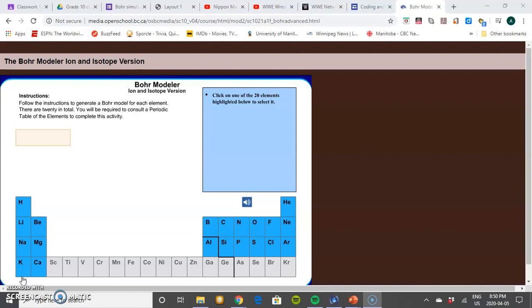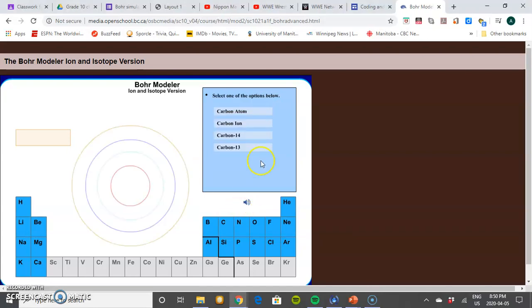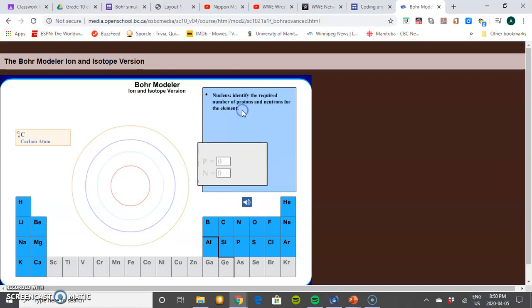If there are people that aren't able to access this on their device, whatever device they're using, I'm just going to go through it with you guys on here, and then you can answer the questions on the assignment. So the first one I'm going to click on is carbon, and I'm going to click on the carbon atom. For the element you have selected, enter the correct number of protons here and neutrons here.